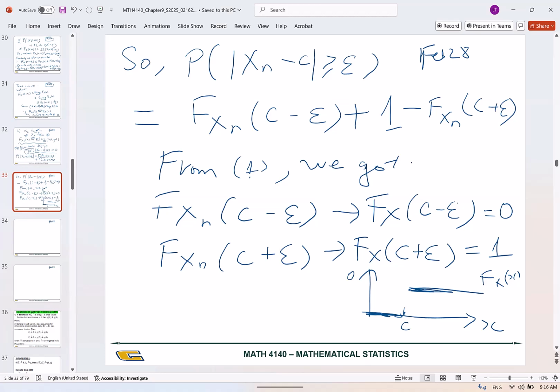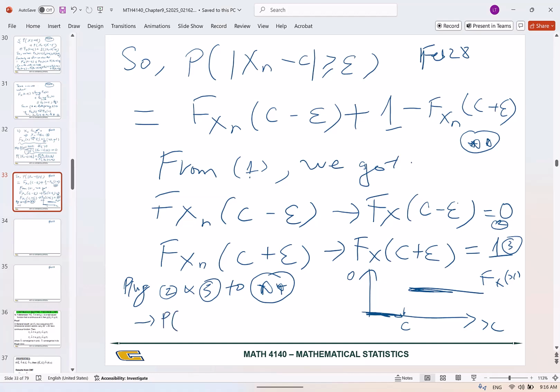So because of that, and we have that, basically now we plug into maybe 2 star. Plug 2 and 3 into 2 star. So we get thus the property that xn subtract c will converge to basically 0 plus 1 subtract 1, and so you get 0.